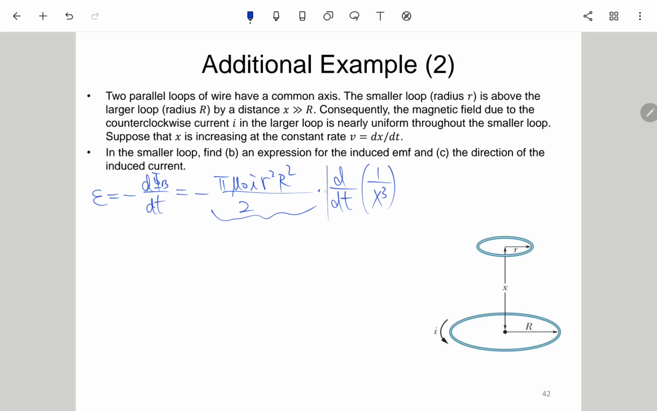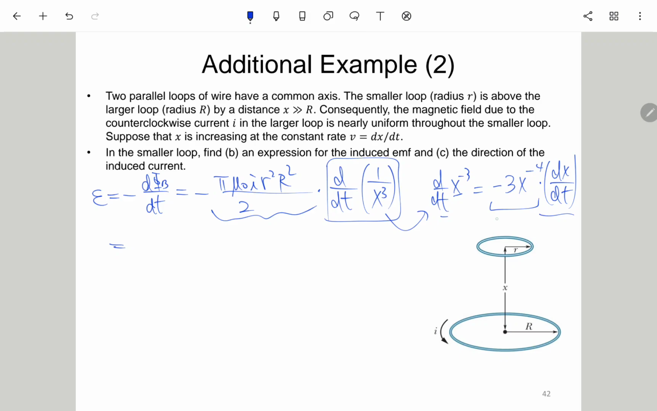Finding this derivative, you need to be a bit careful. You can consider it as d dt of x to the negative third power. According to the power rule, this should be negative 3x to the negative fourth power. But x and t are different, so we need the chain rule, so we have a dx dt. This term is due to the chain rule.